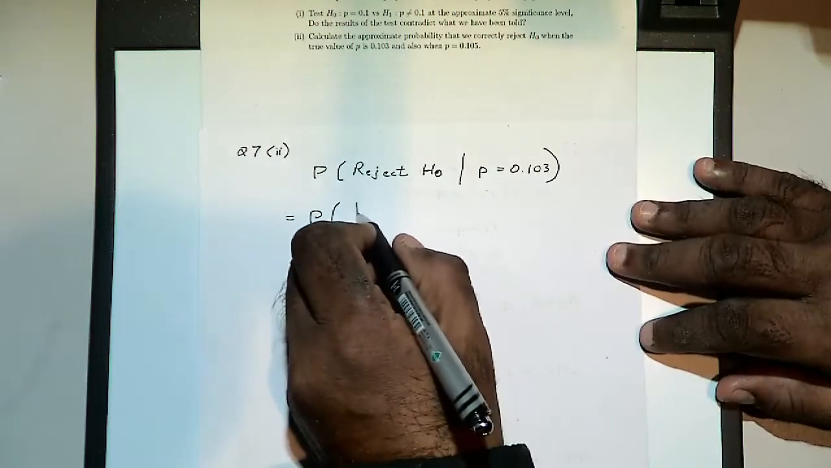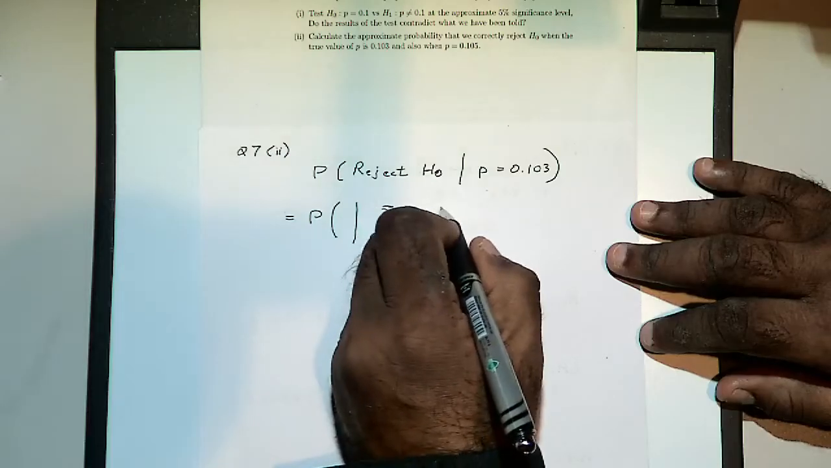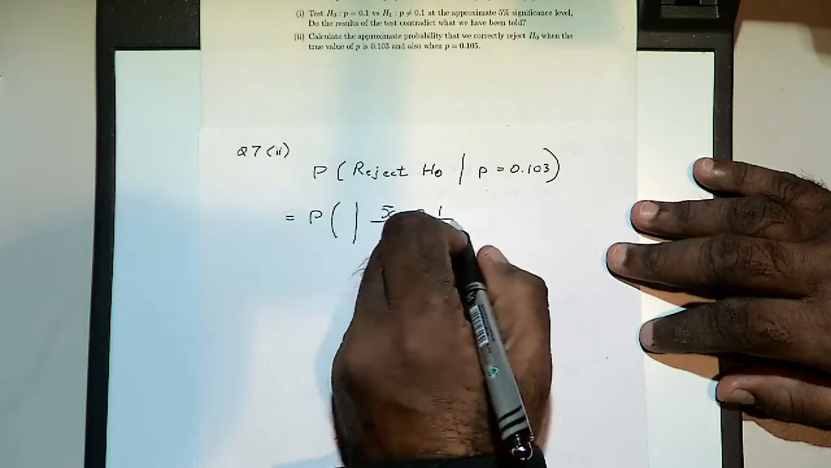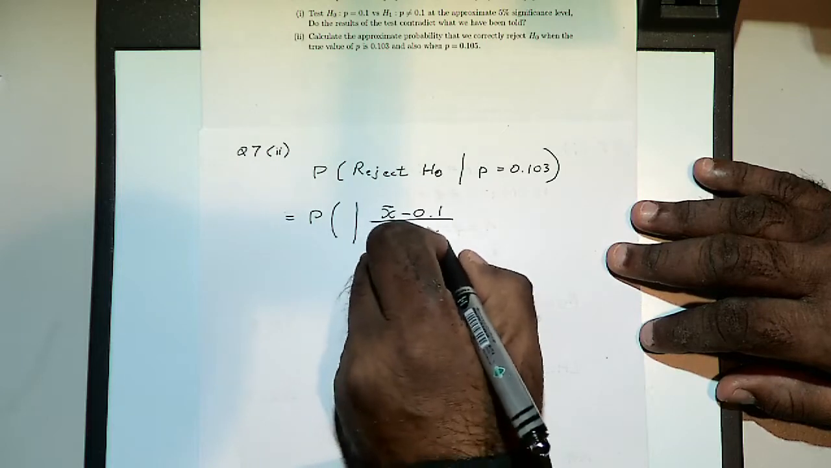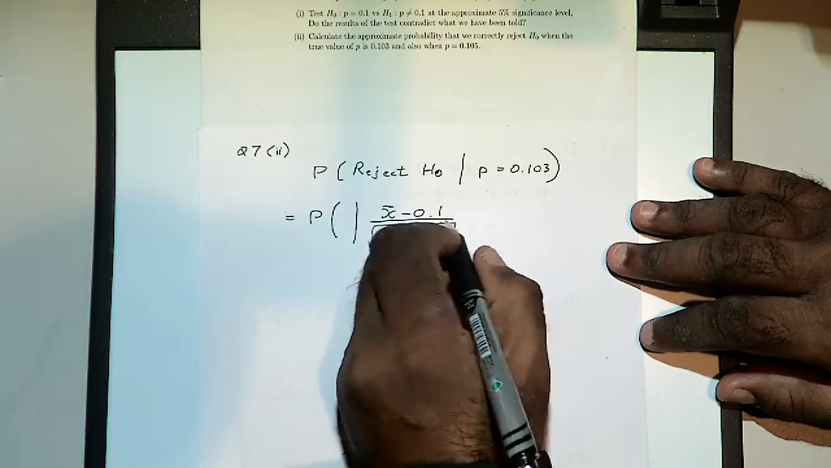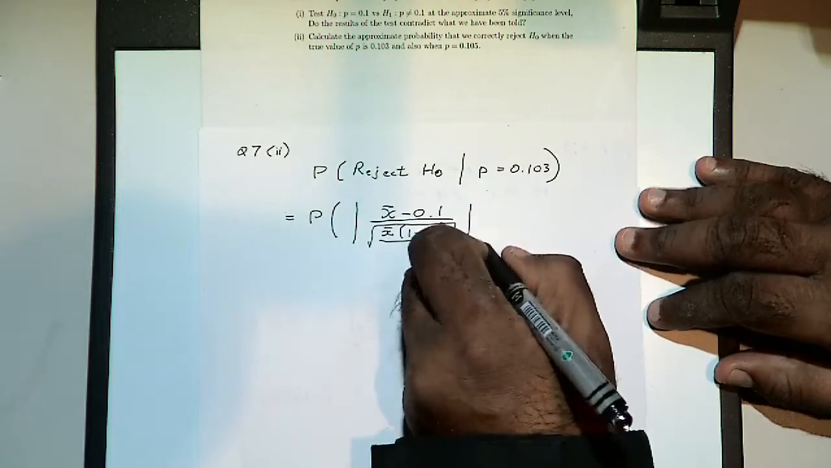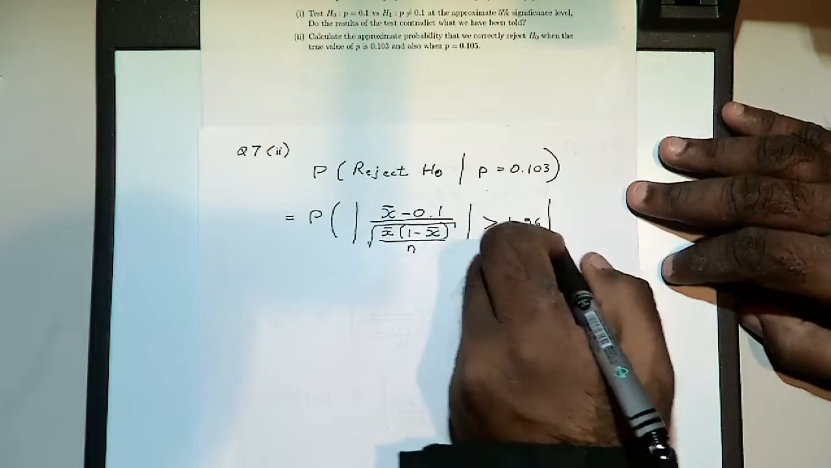Okay, let me write down the whole thing again. X bar minus 0.1 divided by the standard error. I don't want to put in the value for X bar; I will put it later. This is the rule that I had written down earlier, right?